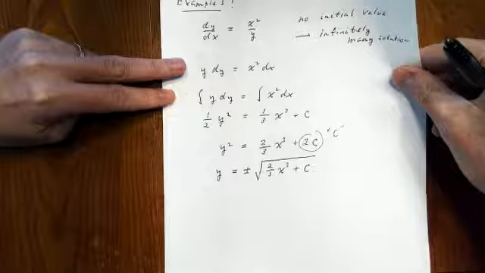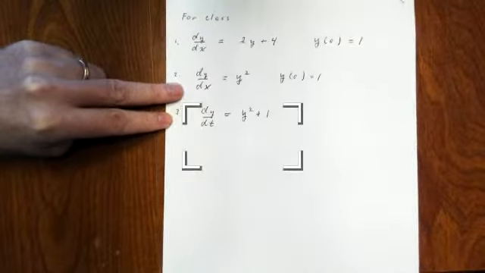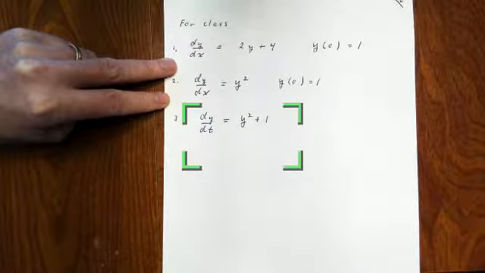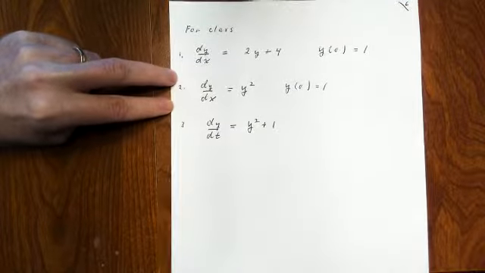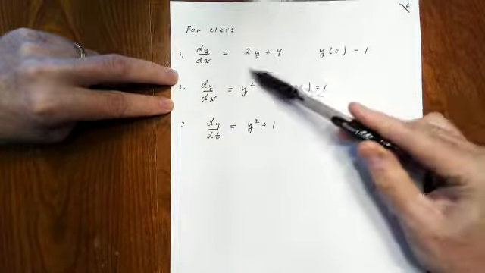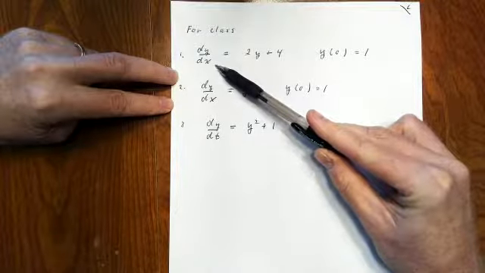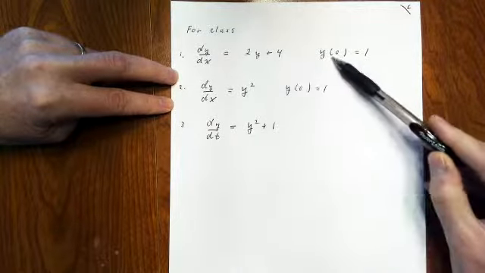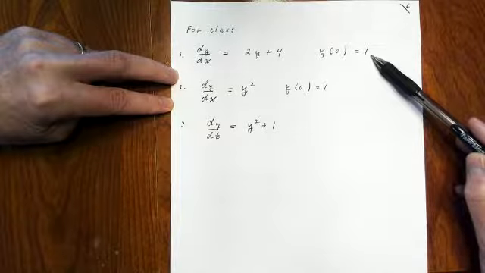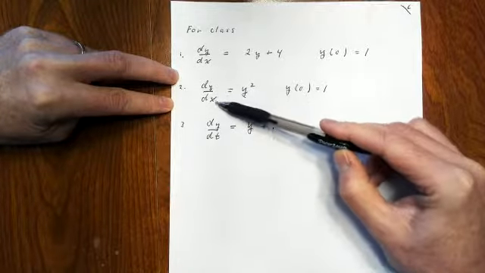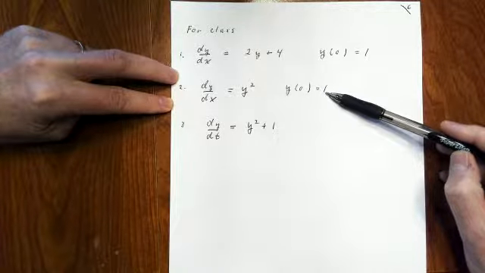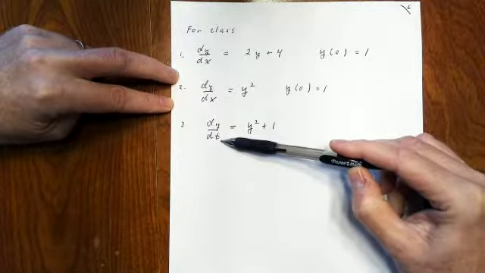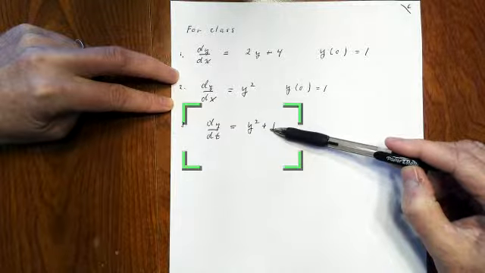So we're going to be spending some time in class working on some applications of differential equations, looking at Newton's law of cooling, logistic growth in biology, various examples. What I would like for you to do for class are 3 examples. dy/dx equals 2y plus 4. The initial value is y of 0 equals 1. dy/dx equals y squared. The initial value y of 0 is equal to 1. And then dy/dt equals y squared plus 1.